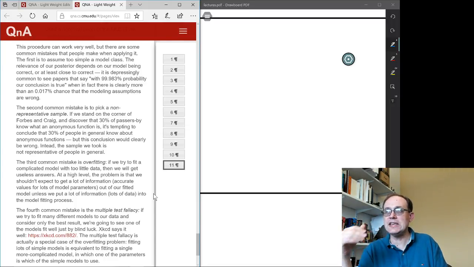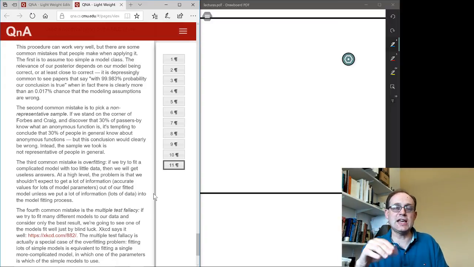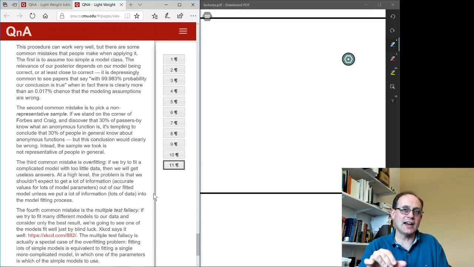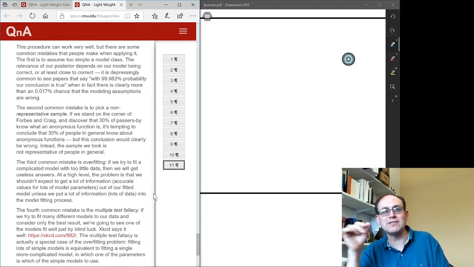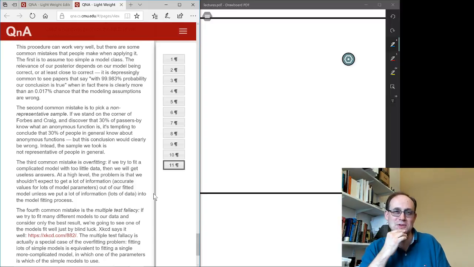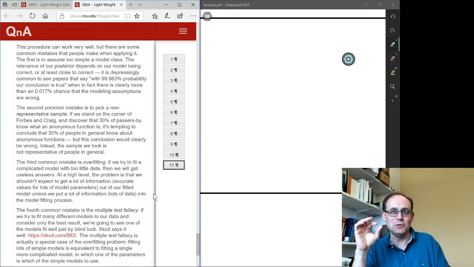And so you'll see in papers something that says, with probability 99.997%, the following conclusion is true. When what they really should say is, assuming that all of our modeling assumptions and prior distribution are right, which we actually know that they are not, then we get the 99.997%. And very few papers put that rather important caveat with their results.